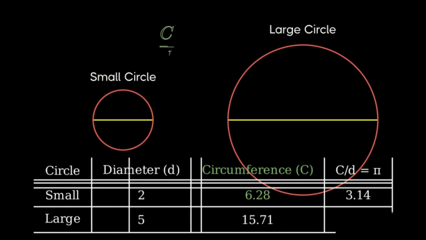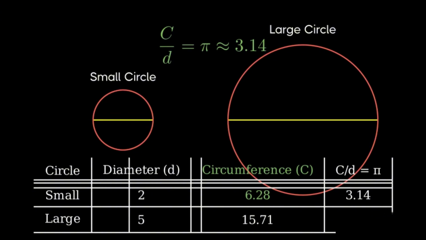This remarkable consistency demonstrates why pi is a mathematical constant. No matter how large or small the circle, the ratio of its circumference to its diameter will always equal pi. This property makes pi essential in geometry, engineering, physics, and countless other fields where circles appear.